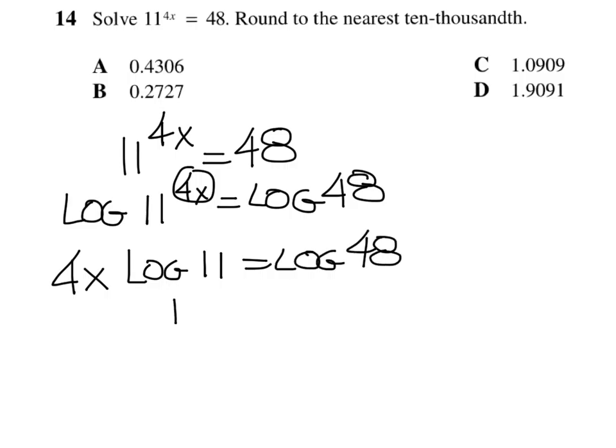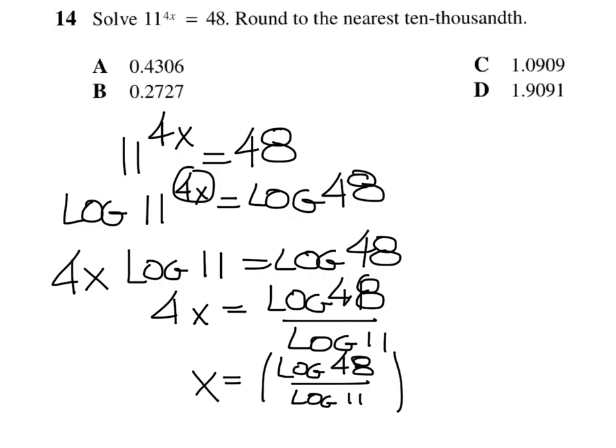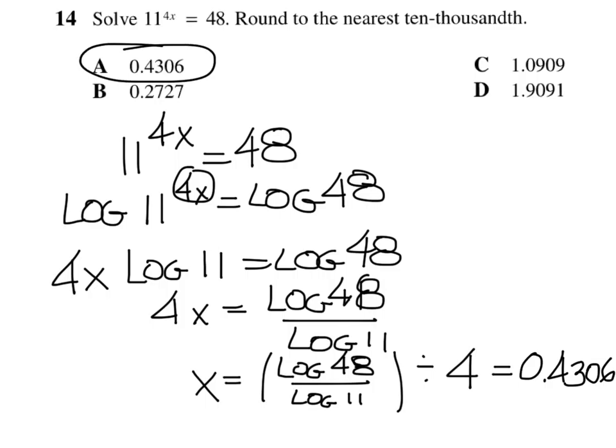And then you're left with 4x on the left. You're dividing both sides by log 11. And that's still a 48 there, and log 11 is on the bottom. So when I go to find x, I need the answer for log 48 divided by log 11, and then divide that answer by 4. The answer does come out to be 0.4306, so that is A.